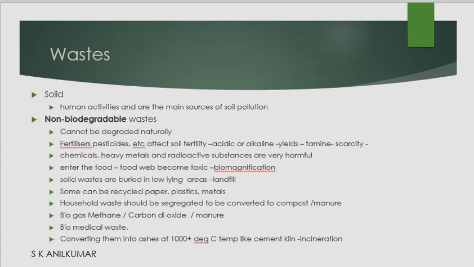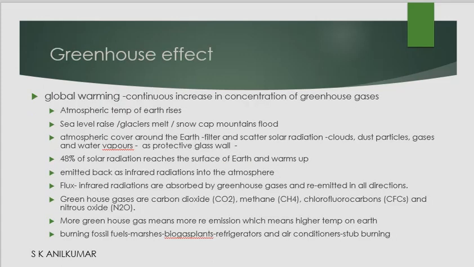Now, incineration is a process by which we burn out non-degradable waste into ash. We convert them into ash. By what? By heating them or burning them at 1000 degrees centigrade. In kilns, in cement factories and all, incineration is possible. This is one way of disposing of the non-degradable waste.